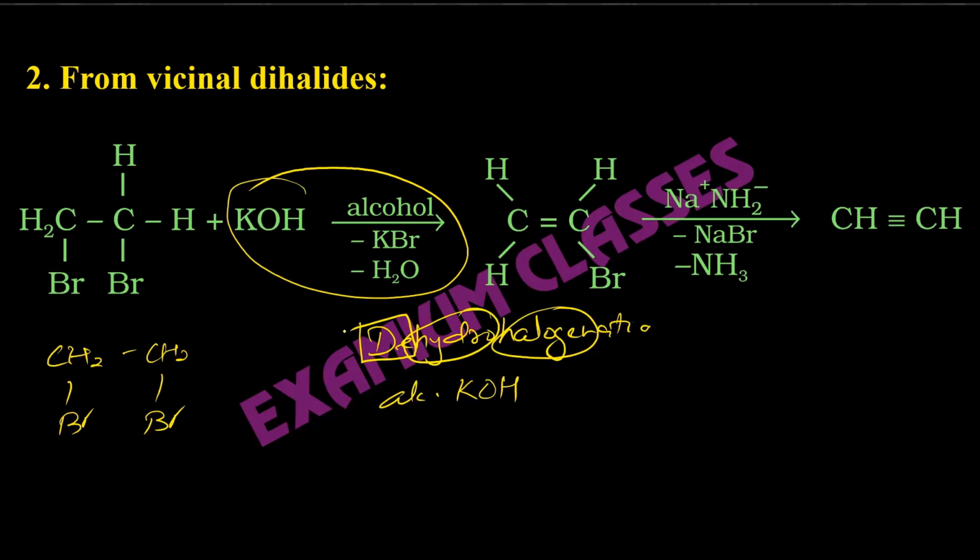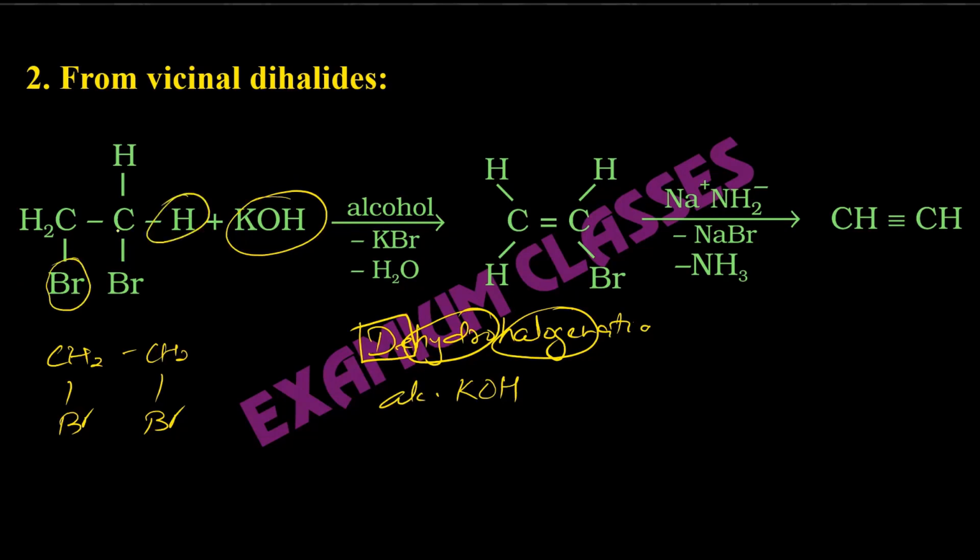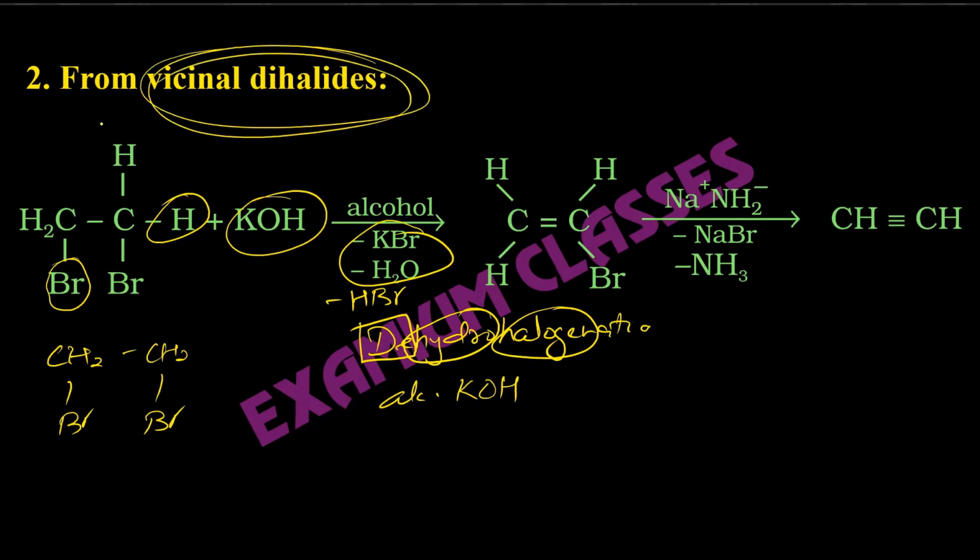So we are doing the same thing here. We are removing the bromine from 1 carbon and hydrogen from another carbon. So it is actually minus HBr. Here it is written KBr, but actually it is combined, so when you write it, it is minus HBr. Hydrogen and bromine removed by KOH, and you will get alkene. After that, it is not vicinal dihalide. It is a single halide, and here you have a double bond.